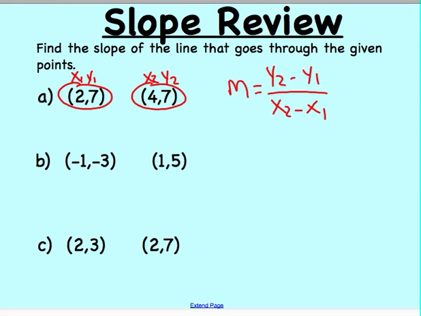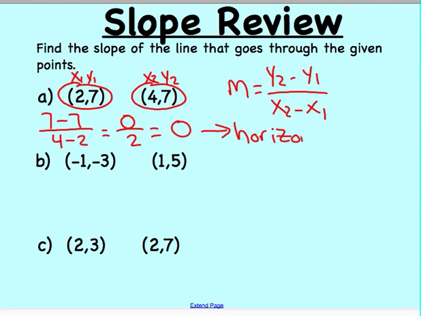So if we just go ahead and plug that into the formula, we're going to get 7 minus 7 over 4 minus 2, which equals 0 over 2, which equals 0. All right, so it has a slope of 0, which from before we should know that that means we're going to have a horizontal line. All right, let's move on to B.